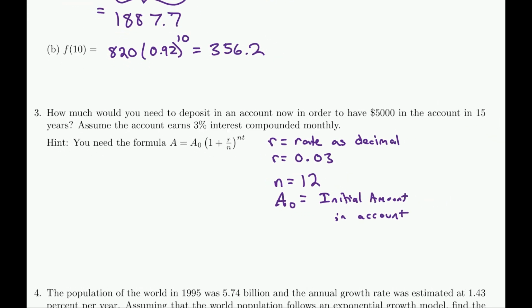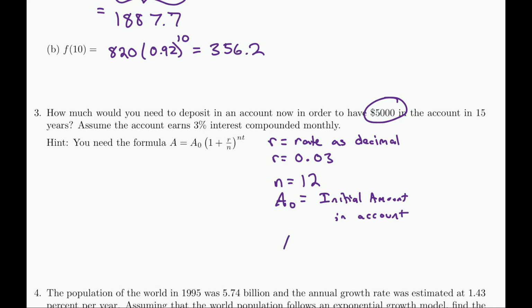Now, if you're not paying attention, you might think that 5,000 is the A0, but it's not, because look, it says how much would you need to deposit. That's actually the A0, the amount that you need to deposit. How much do you need to deposit in an account now in order to have 5,000 in 15 years? So this is the amount we end up with, not the amount that we start with. So the A0 is the initial amount in the account.